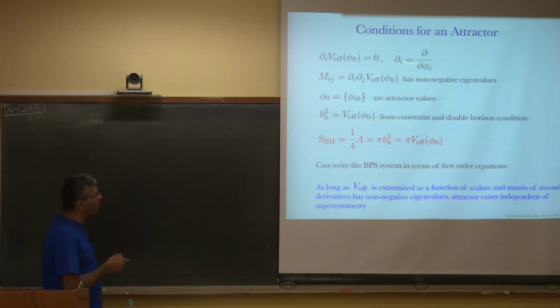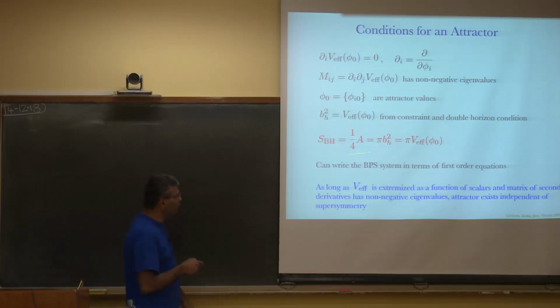So it turns out then the conditions for an attractor are that the effective potential has a minimum, and the second derivative of the effective potential has non-negative eigenvalues. So when that's the case, it turns out the area of the horizon is described by the value of the effective potential evaluated on the attractor values of the scalar fields. So we've got some relation like this. And this applies, again, independent of supersymmetry. You only need extremality for the story to work.